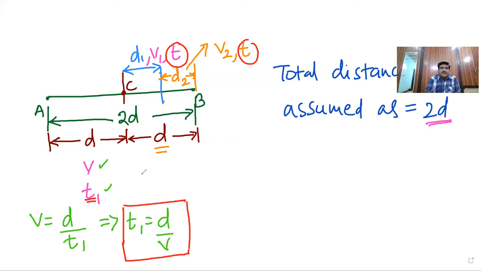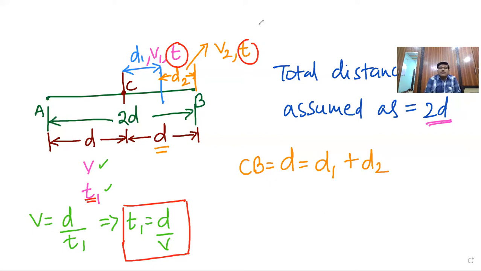Now, t is unknown. Can I write the second half distance? The second half, that is CB, is equal to d, which is the first portion d1 plus the other portion d2. So d1 plus d2 is equal to d.